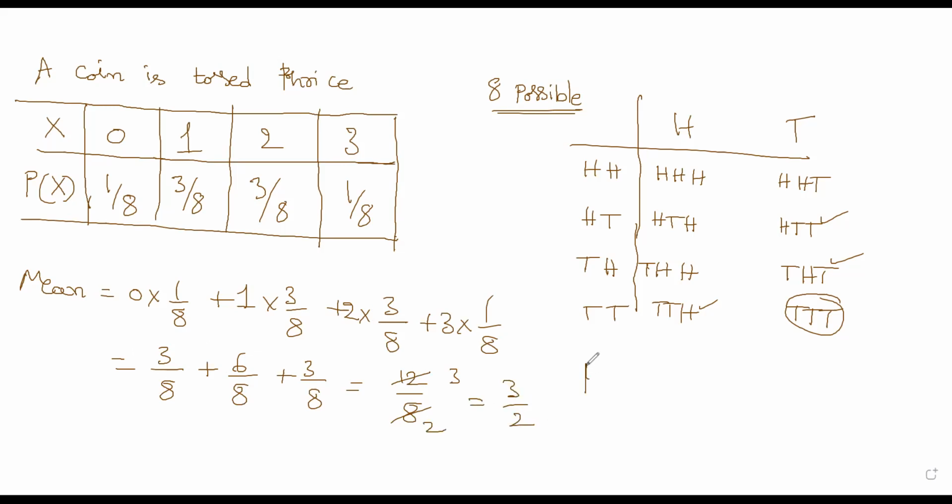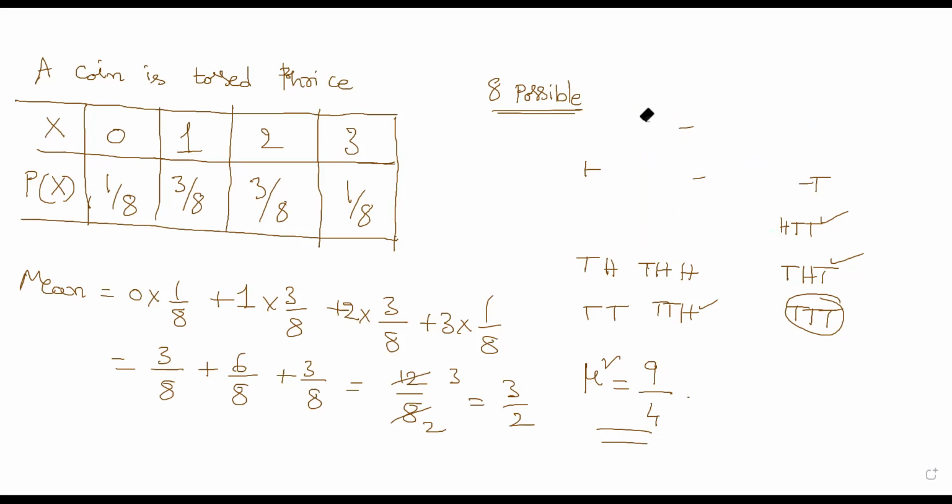So what I have to do is to find mu square. Mu square is 9 by 4. They didn't ask you the variance, but they can ask you the variance. For that you find the mu square. And now, how do we do the variance? Can you tell me how to do the variance? Yeah, so you have to square 3 by 2, which is 9 by 4.